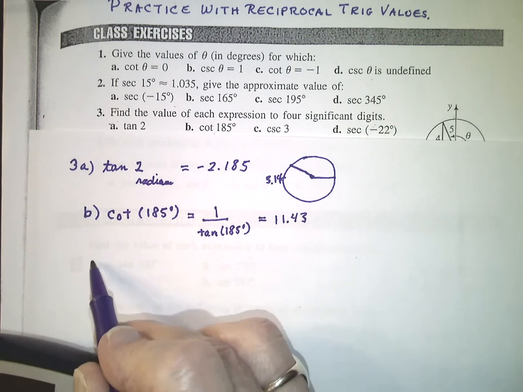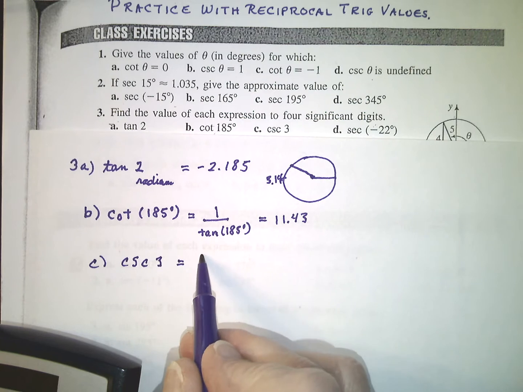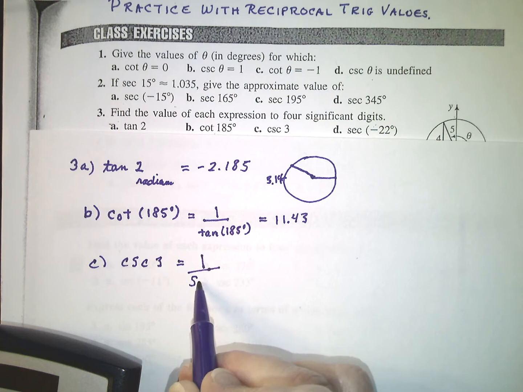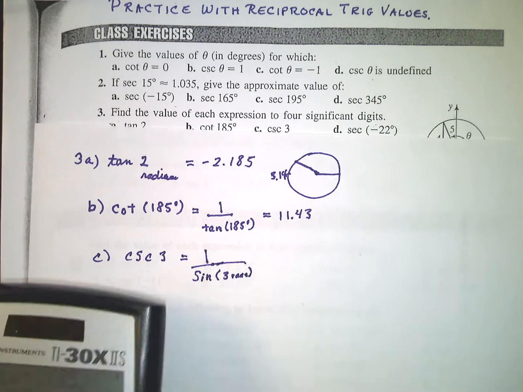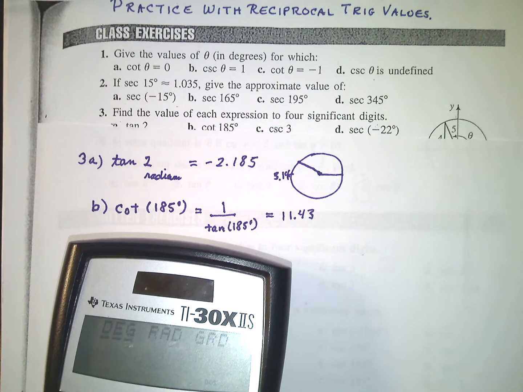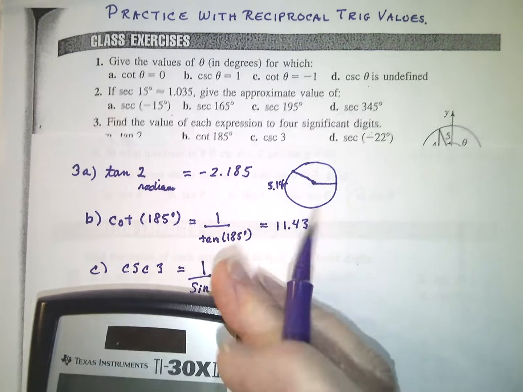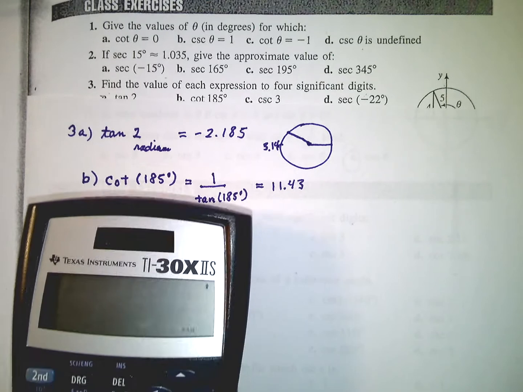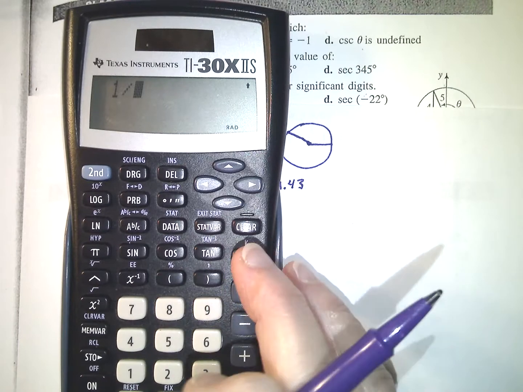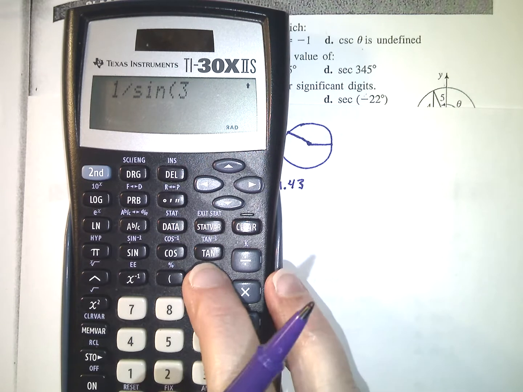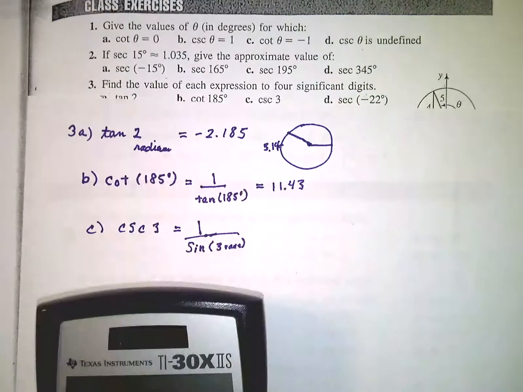Part C. The cosecant of 3. Well, that's one of those reciprocal ones, and it happens to be 1 over the sine of 3 radians. So, back to radian mode. Got the little rads on the screen there, and we can just type in now 1 divided by the sine of 3. So we've got 1 divided by the sine of, since we're in radian mode, we just type in the 3 for the 3 radians. And it's telling us that it's about 7.086 to 4.